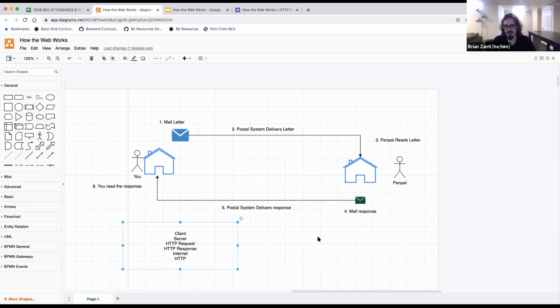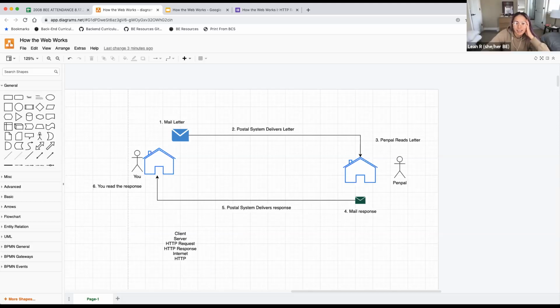What's the internet in this diagram? What do you imagine as the internet? Can I hear from someone I haven't heard from yet? Austin. That would be the postal system. Yeah, can you explain that a little more? I'm not really sure what you mean. That's okay. Can I get another volunteer? So when Austin says the postal system is the internet, can we explain that a little bit more? Let's go to Leah.